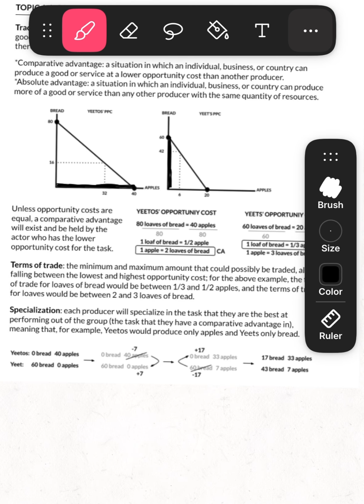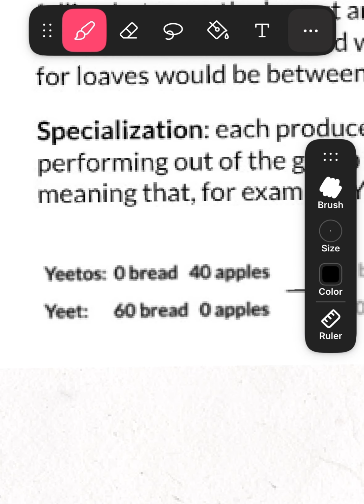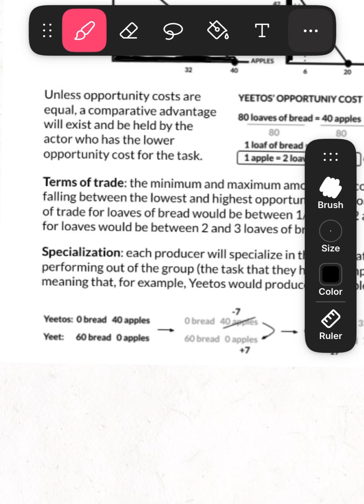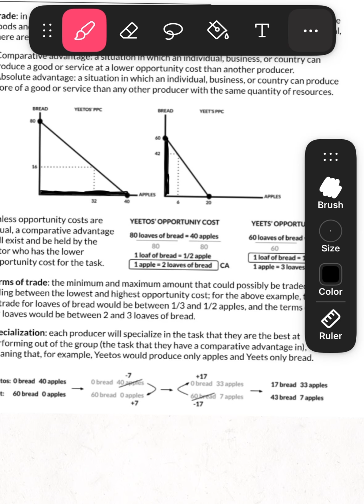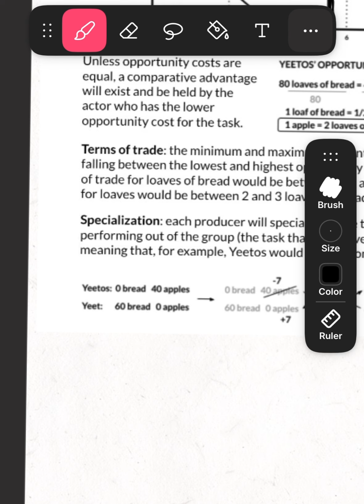But okay, if you look here, Yitos has 0 bread and 40 apples, and Yeet has 60 bread and 0 apples, because they both specialized. Oh, it is 60, sorry, my bad. So Yitos has 40 apples and Yeet has 60 bread. But Yitos wants bread and Yeet wants apples. How are they going to go about trading?